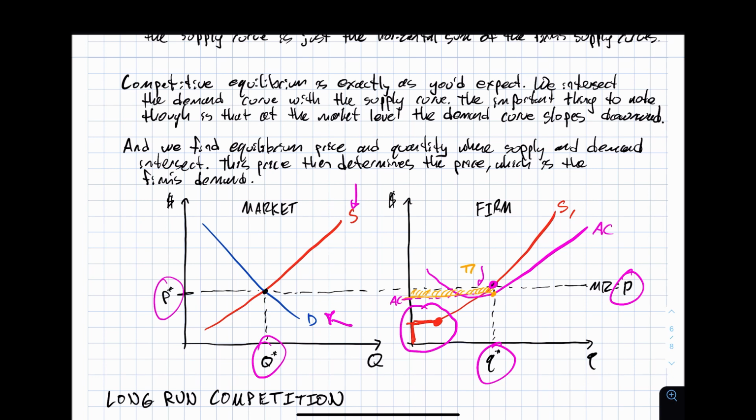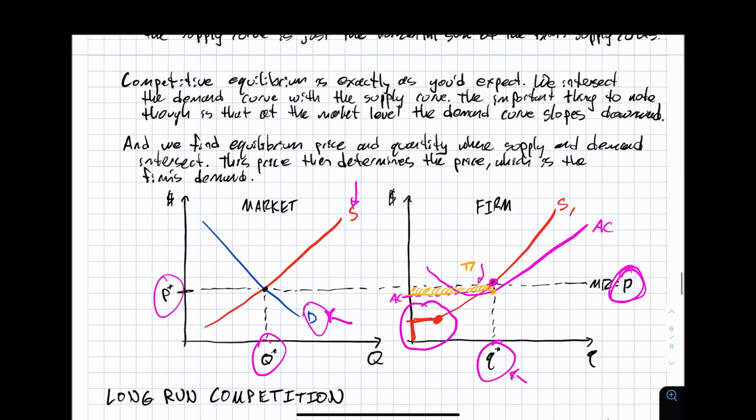When we look at all of the firms in the market, we add up all of their supply curves, and we intersect that supply curve with the demand curve to give us the price. That should equal the price the firms are facing. Okay. So that's our market in the short run.